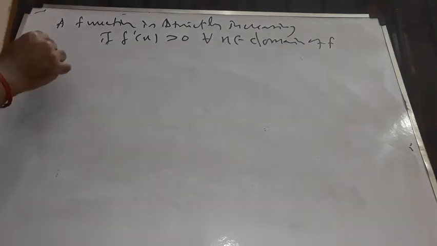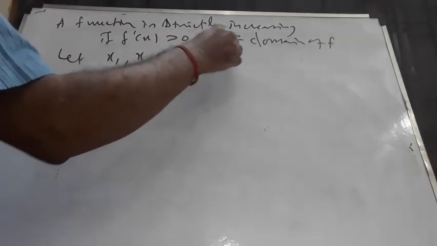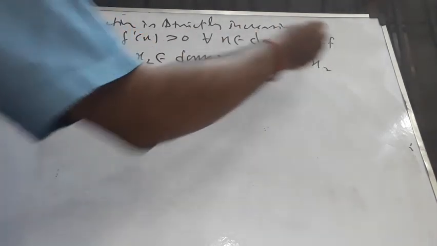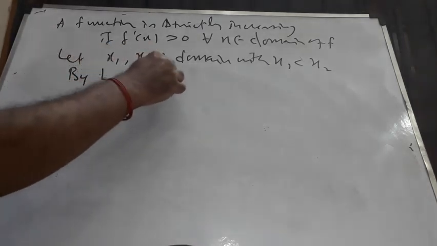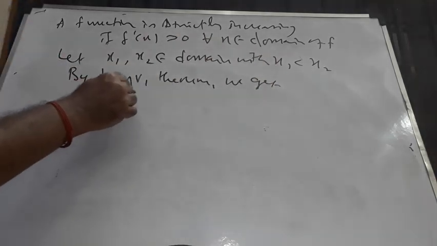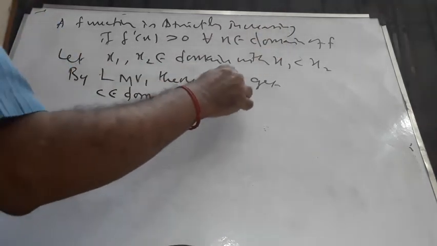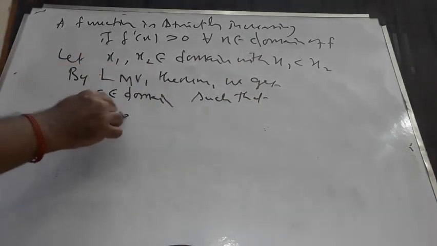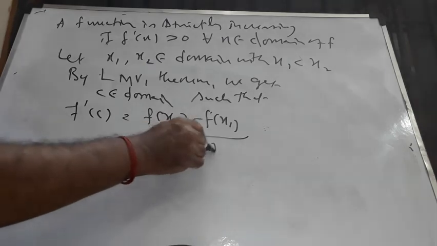Just listen carefully, what do I get? Let x1, x2 be elements of the domain with x1 less than x2. You know very well, by the mean value theorem, LMV theorem, we have done in one of the videos earlier, we get c an element of the domain. If it is a closed interval a comma b, I'll get c in the open interval, in between x1 and x2 automatically, such that f dash of c is equal to f of x2 minus f of x1 divided by x2 minus x1.